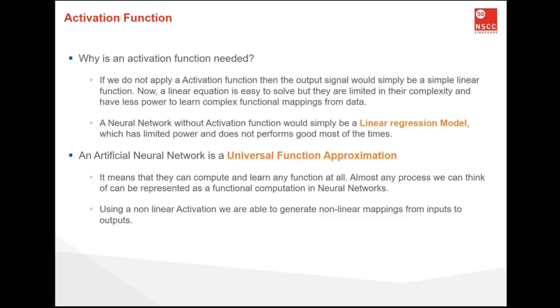An artificial neural network is a universal function approximator. It means that it can compute and learn any function at all. Almost any process we can think of can be represented as a functional computation in neural networks. By using a nonlinear activation function, we are able to generate nonlinear mappings from inputs to outputs.